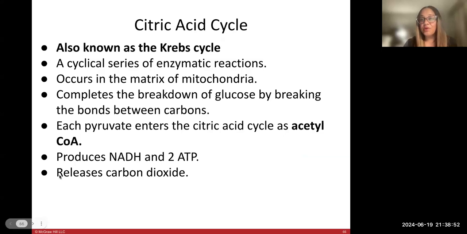This is also known as the Krebs cycle after the scientist who figured it out. It is a cyclical series of enzymatic reactions. It occurs in the matrix of the mitochondria. It completes the breakdown of glucose by breaking the bonds between carbons. Each pyruvate enters the citric acid cycle as acetyl-CoA, produces NADH and 2 ATP, and this is the step that releases carbon dioxide.